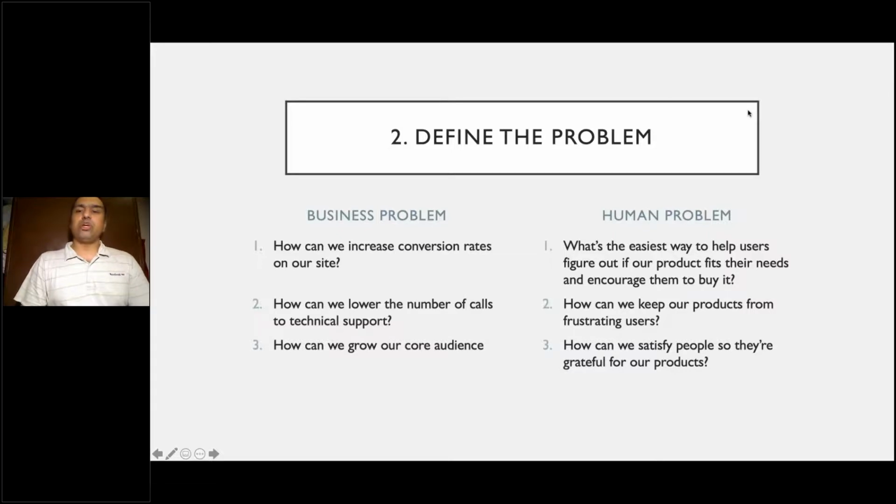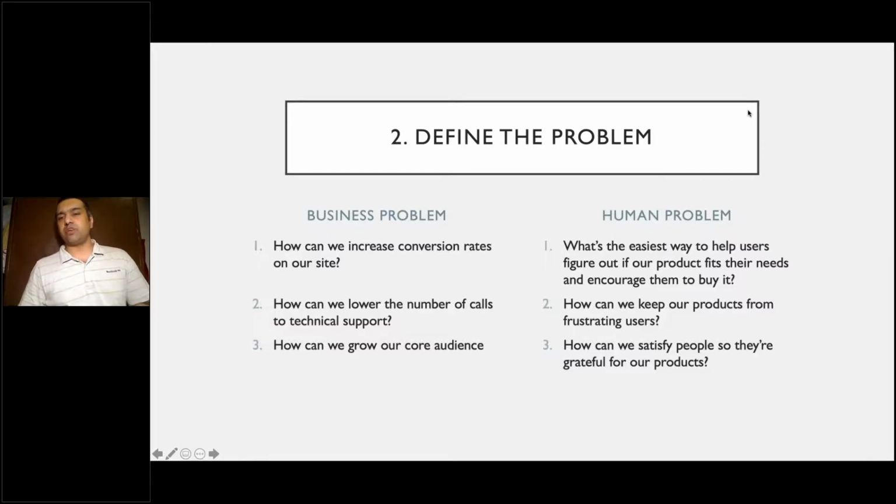If you look at it from a human perspective, from a human problem, what's the easiest way to help users figure out if our product fits their needs and encourage them to buy it? We're thinking from a user's view. What's the easiest way to help users figure out if our product fits their needs and then encourage them to buy it?